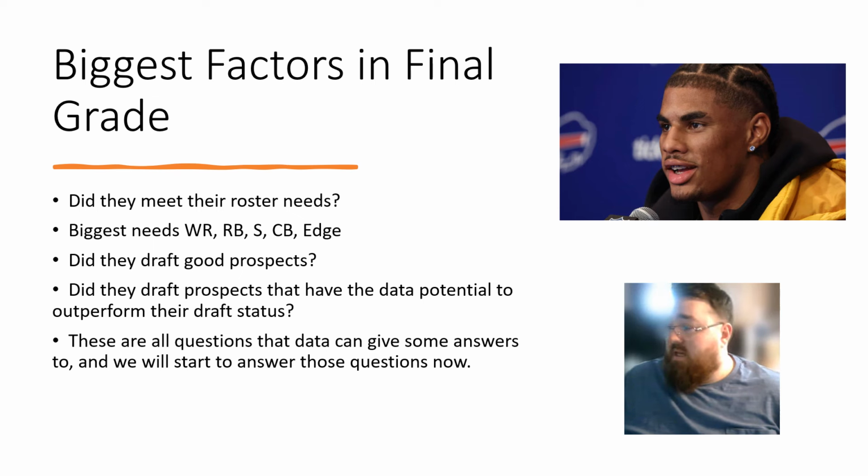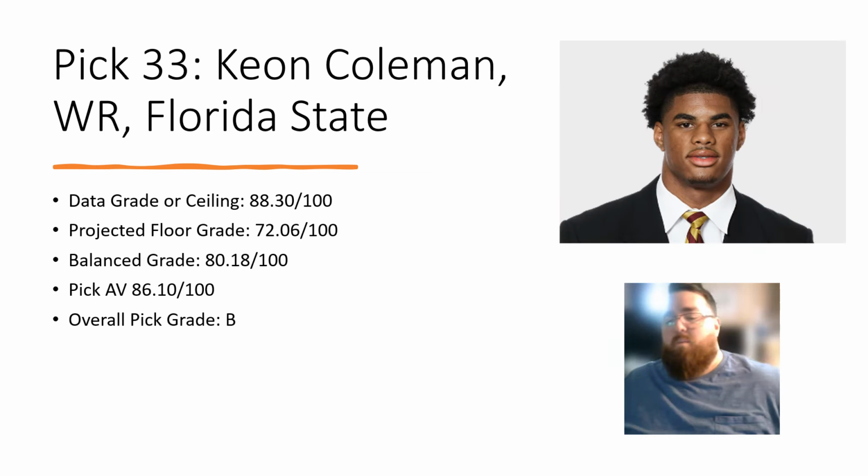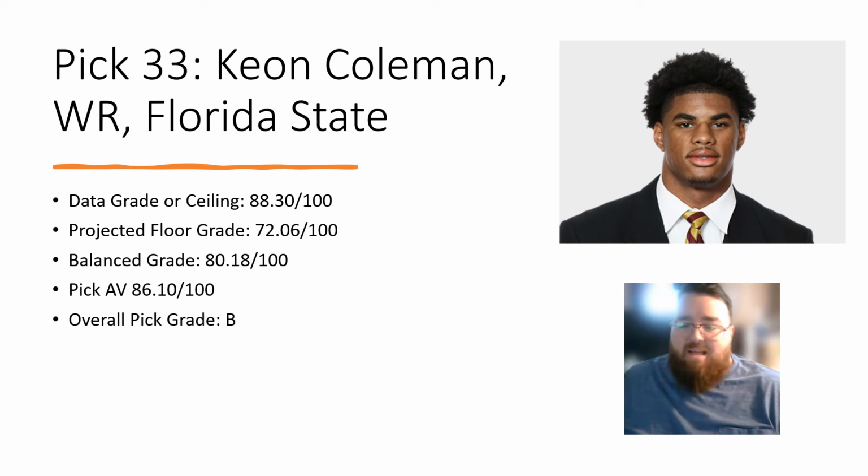Now, these are all the questions the data can give some answers to, and we will start to answer those questions now with the first pick selected by the Buffalo Bills, Keon Coleman, wide receiver out of Florida State. Data grade, he had an 88.30 out of 100 data grade. His floor grade is 72.06 out of 100, which means that all of the wide receivers drafted at his spot that had a similar 80 percentile data grade typically had an AV of 72.06 out of 100, was what their approximate value score was.